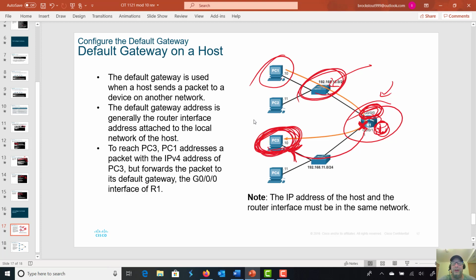PC3 then wants to respond back to PC1. PC3 needs the MAC address of router interface G0/0. I'm drawing a lot of circles on here, but hopefully you've got the idea. I know we went through this in other presentations. It's one of the key concepts in all of CIT 1121, how ARP works. So if you don't know, go back and watch those ARP videos again. I know we did it fast here, but this is something that you should have already seen, and this process should be familiar to you.